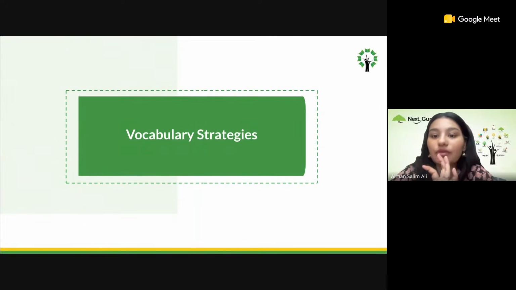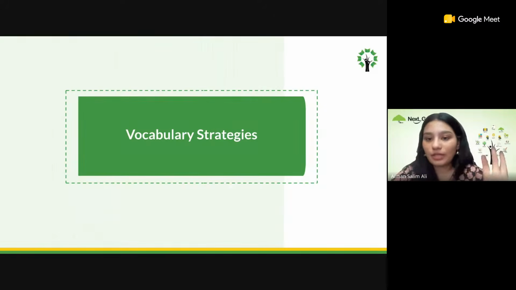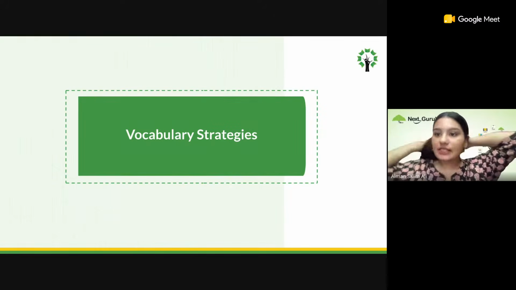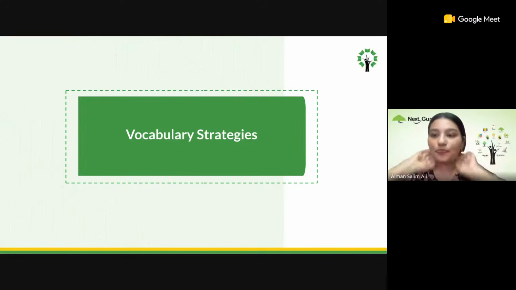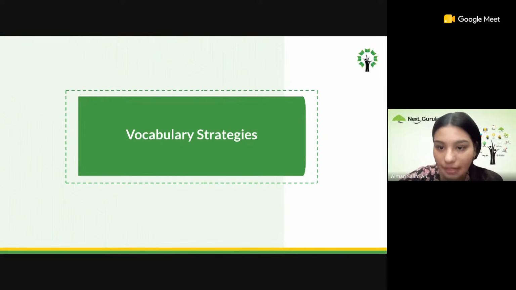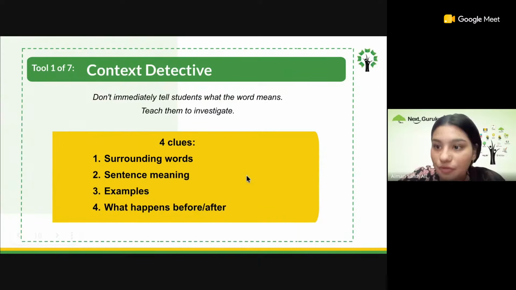So now I'm going to introduce the different vocabulary strategies that I've come up with that will help you in your classrooms and help our students in developing vocabulary. The first strategy that I've come up with is the context detective. Now, what is the context detective?